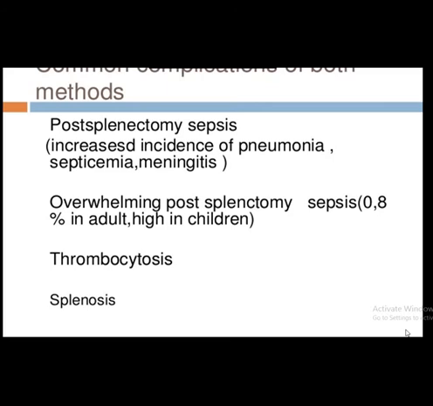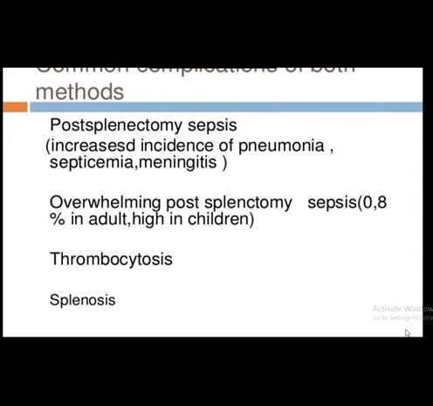So for those patients who are prone to having overwhelming post-splenectomy sepsis, especially the children, one thing which could be done is that you don't do the splenectomy, but you try to save the spleen. That procedure is called splenorrhaphy. So rather than removing the whole spleen, you try to protect the spleen and prevent it from removal.